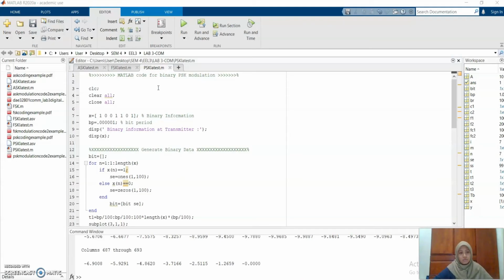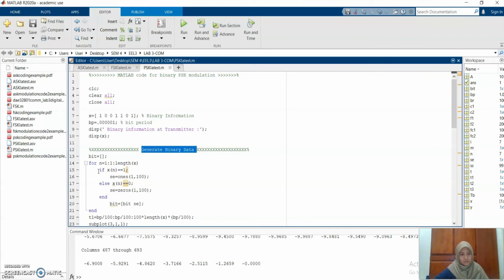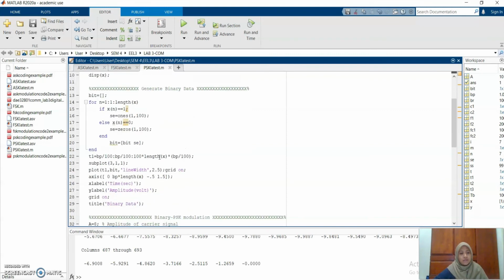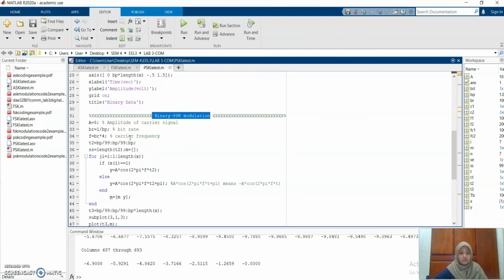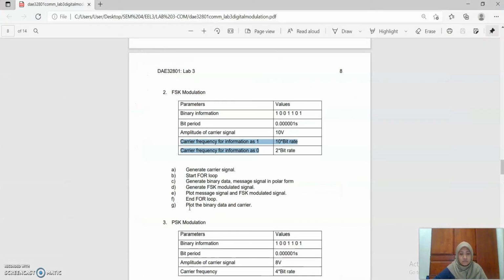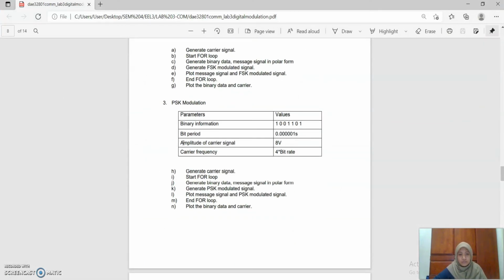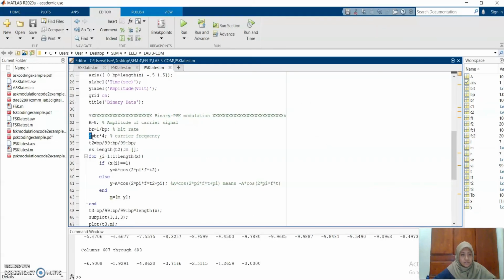Next we will move to the PSK modulated signal. We need to generate the binary data first. Here the values of X and the bit period are given. Next, for binary PSK modulation, the amplitude of the carrier signal is A, given in the lab sheet as 8 volt, and the carrier frequency is 4 multiplied by bit rate. The carrier frequency, F, is equal to bit rate multiplied by 4.